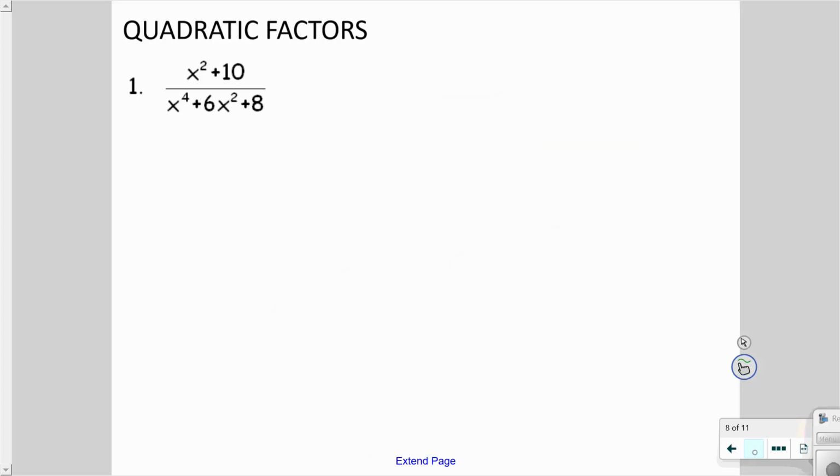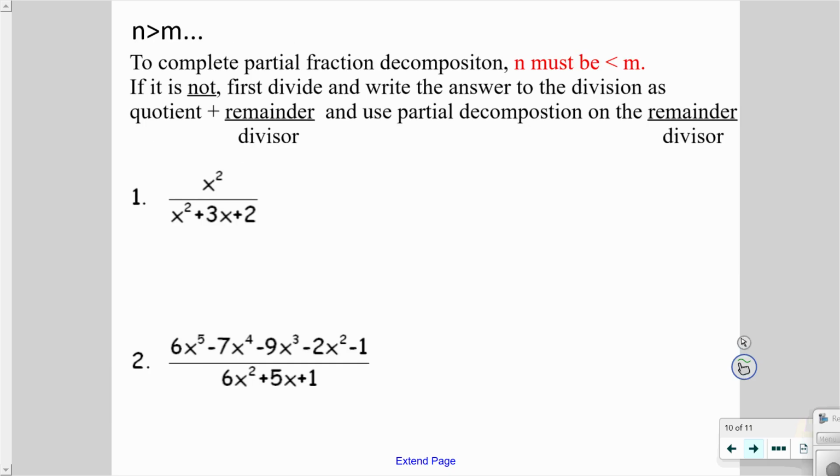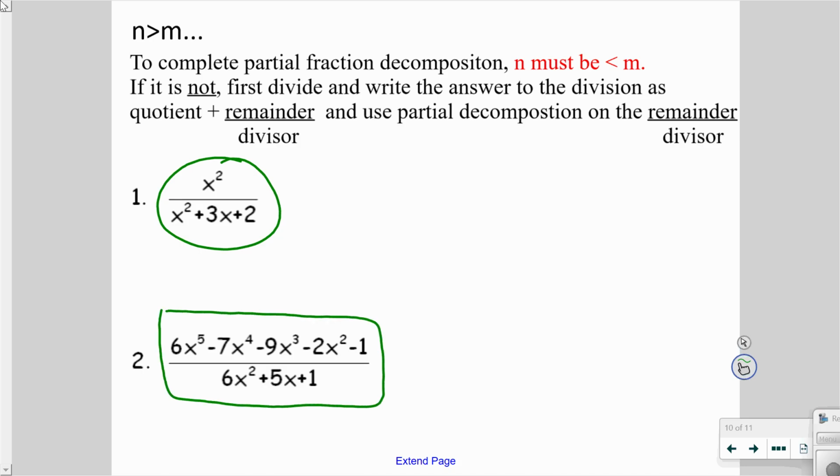I'm going to do degree of numerator. Is that the one? Nope. This one? Yep. Degree of numerator is bigger than degree of denominator. Degree of numerator is greater than. So we said that the degree has to be less than. So what you have to do, right? This is like the improper fraction one.